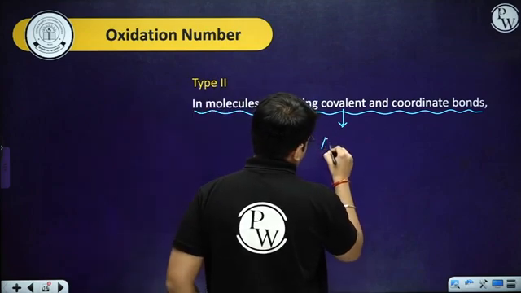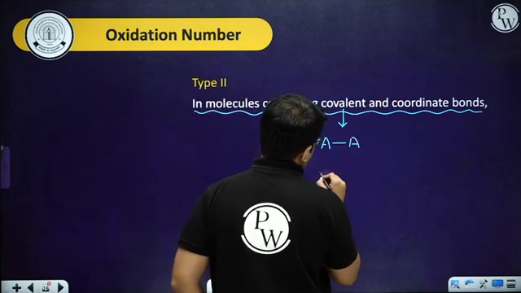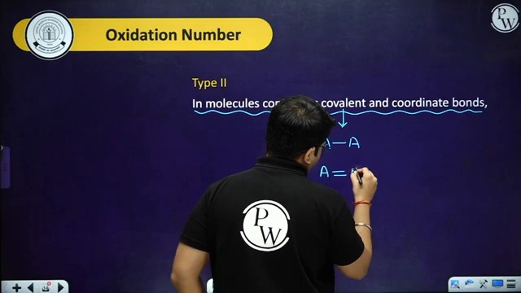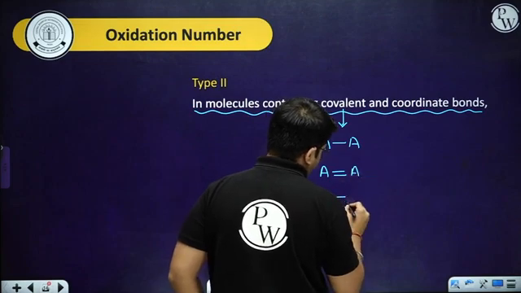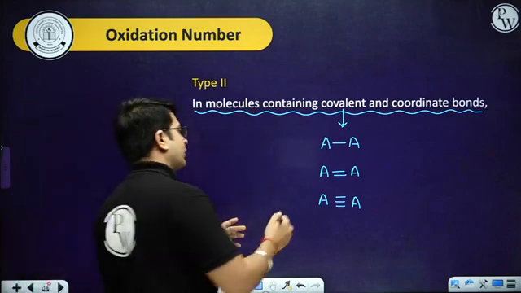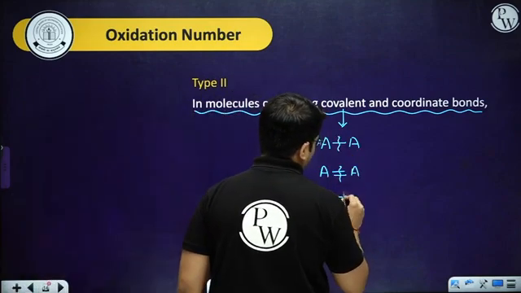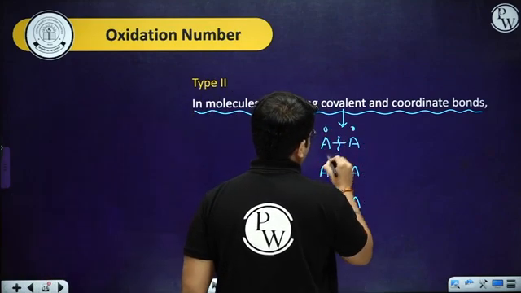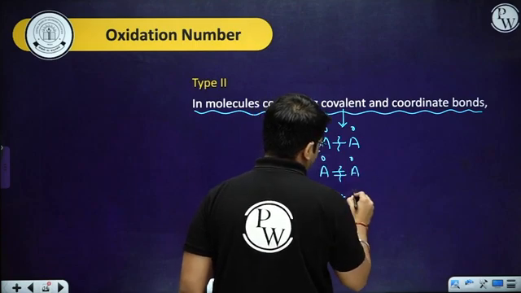Let's say we have A-A single bond, A-A double bond and A-A triple bond. When both the atoms are the same, whether it is a single bond, double bond or triple bond, both the charges are always zero because the atoms are the same.